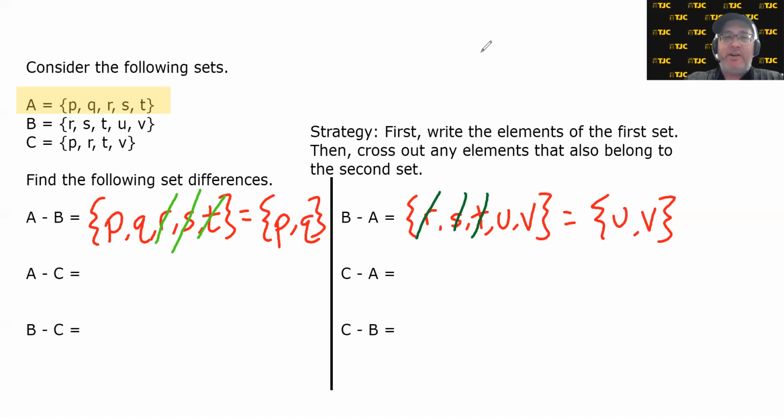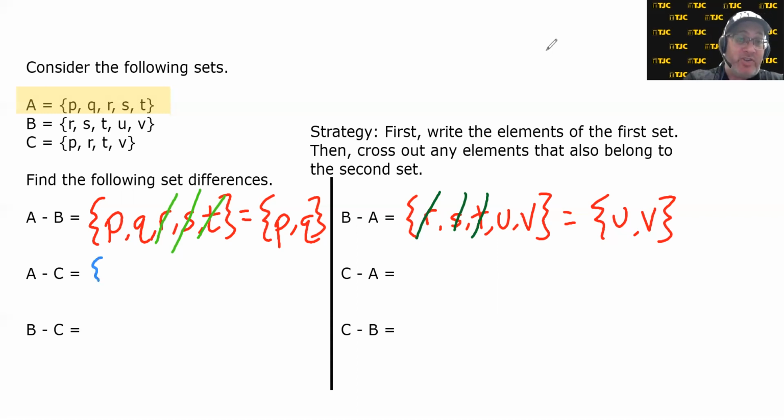All right, I invite you to pause the video and try A minus C and C minus A, and also B minus C and C minus B. And in each pair, you should cross out the same letters. All right, I'm going to go ahead and do them. If you're planning on pausing the video, you better do it right now.